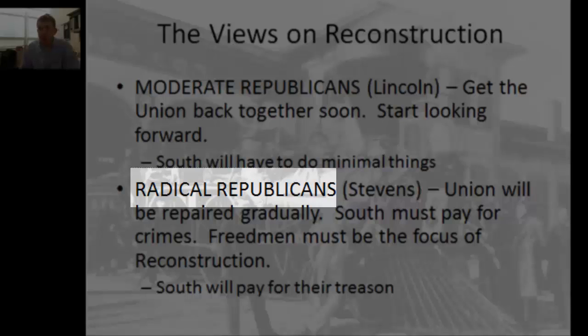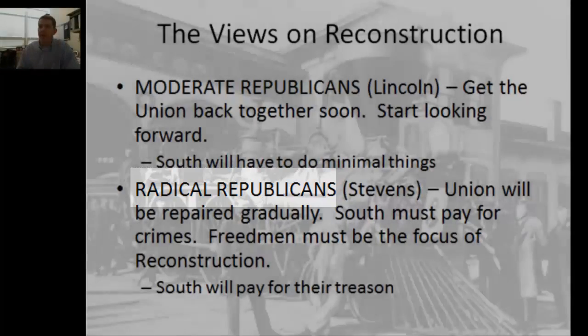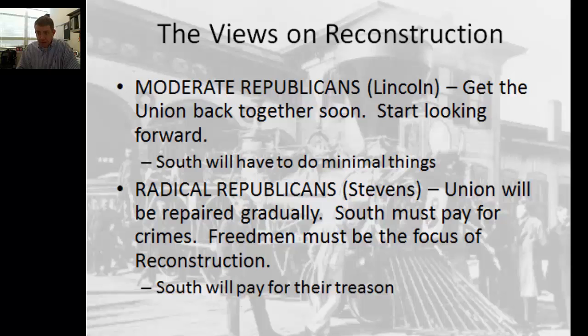The other group in the Republican Party is the radical Republicans. And this group is led by Thaddeus Stevens. Another example of a radical Republican would be Charles Sumner, the guy who was beaten in the Senate in our last unit. In their opinion, the Union will be repaired gradually, and the Union will only be repaired if the South pays for what they did. The South must pay for their crimes. The freedmen must be the focus of Reconstruction for the radicals. The freedmen and the former slaves have to be a big part of the plan moving forward. And in the radicals' mind, the South has to pay for their treason.